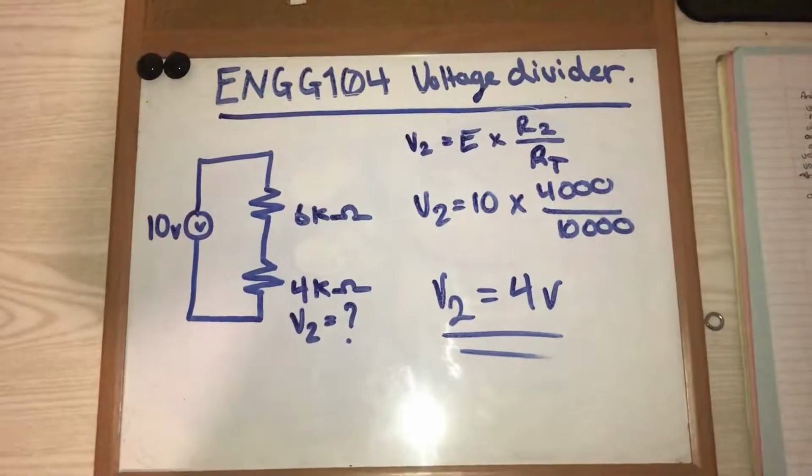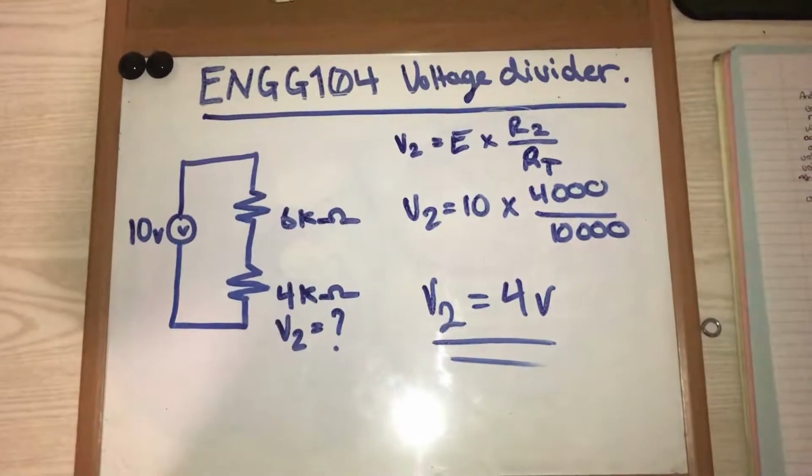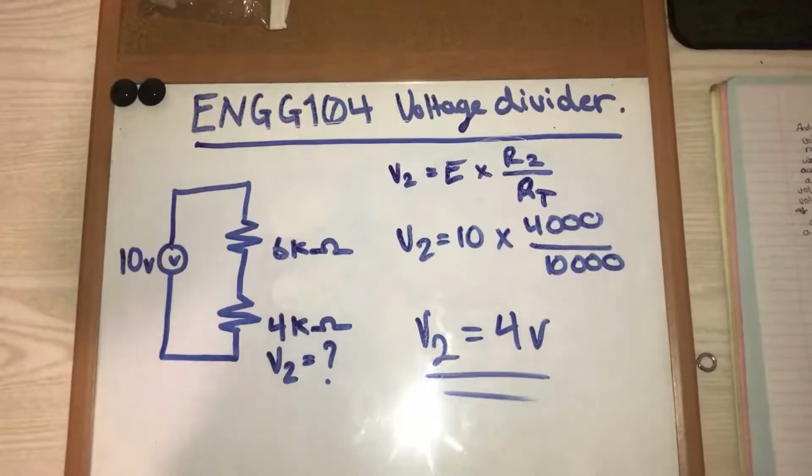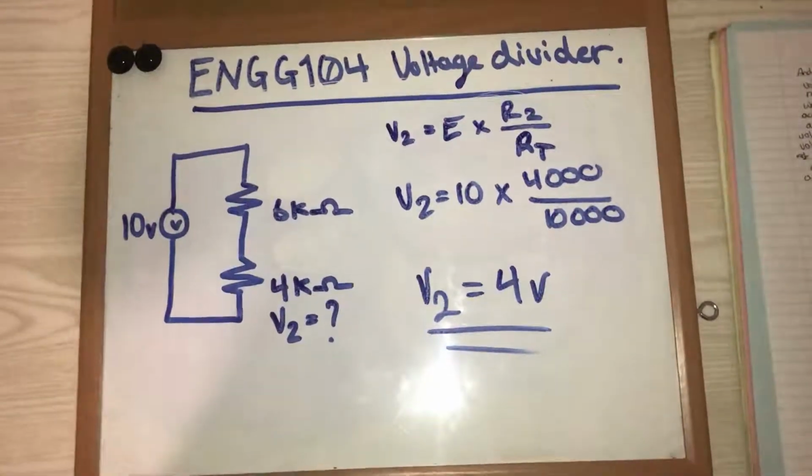Now, here we have an example on how to use the voltage divider rule. On the left, we have a circuit with two resistors in series and a 10 volts power source. Now, in order to find the voltage across the 4 kilo ohm resistor, we have to first substitute our values into the voltage divider rule general formula.